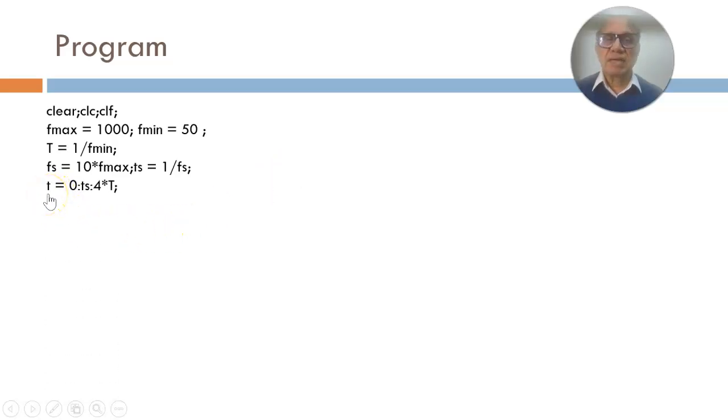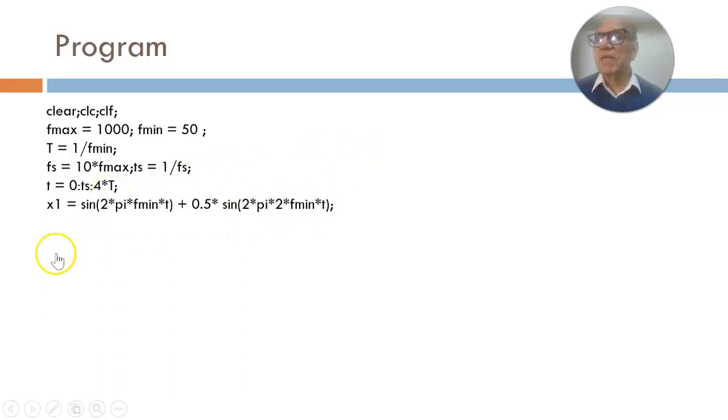Then you generate your time vector. So 0, Ts and 4 times T. So what this means is that for the signal which has the minimum frequency, you will see 4 cycles. Of course, for higher frequencies, more number of cycles will be seen. But you have to select some time, and we are selecting this. Although you could change this as per your convenience.